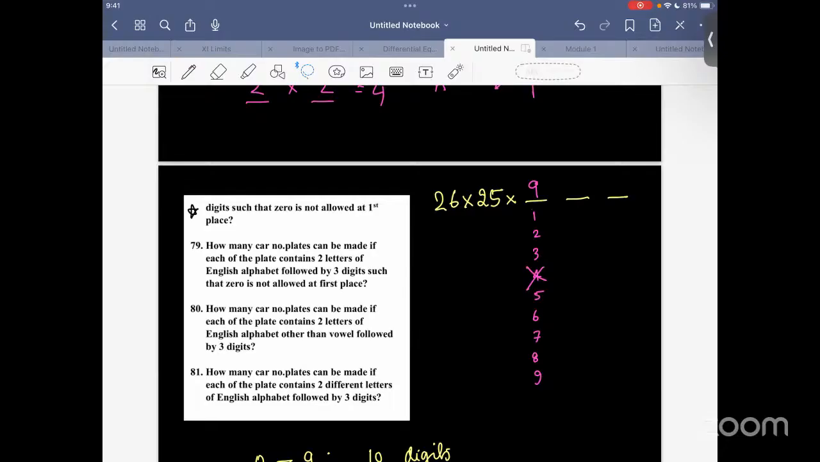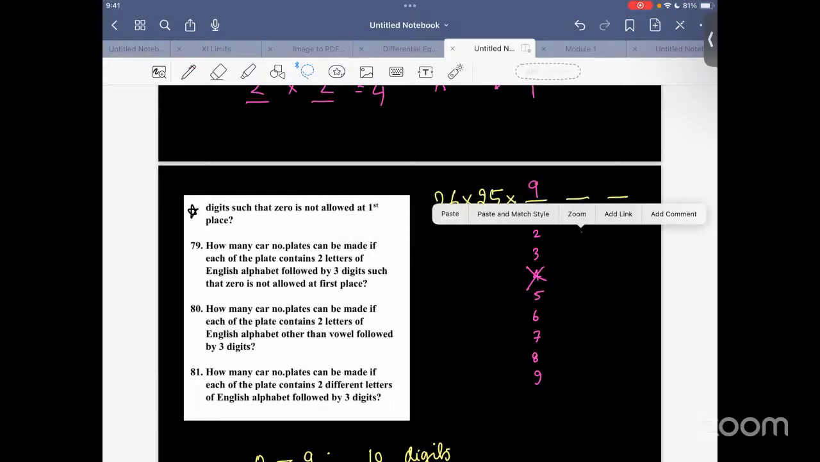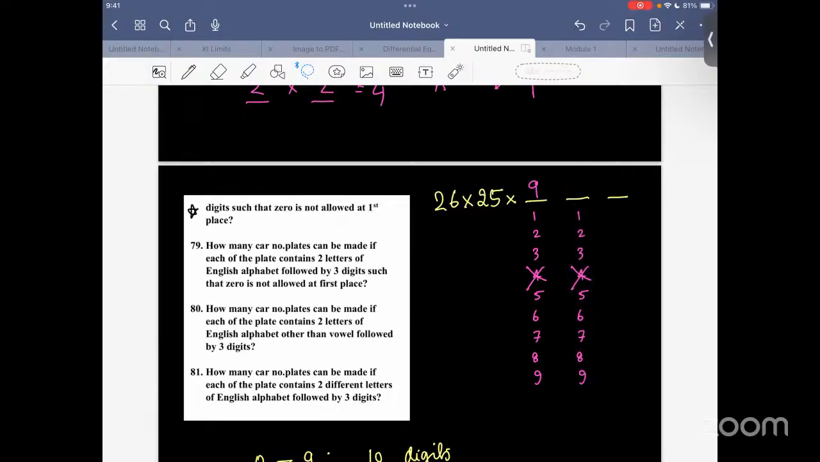Now suppose 4 has come here. Now in the next case, if repetition is not allowed, 4 won't come here, but 0 will come here. If 0 comes here, total 1 2 3 4 5 6 7 8 9, again 9, 1 gets reduced, 8 cases. So this would be your answer, 26 into 25 into 9 into 8. Is it clear? So the question is done.